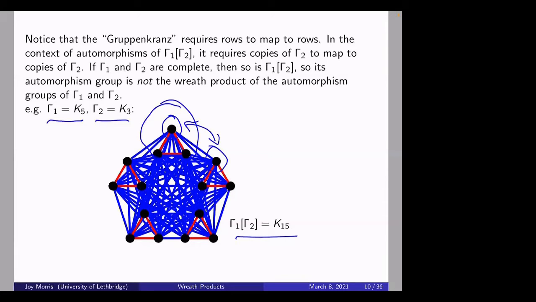So we know that if we use Harari's idea to create this lexicographic product of graphs, we definitely have the wreath product of the automorphism groups in the automorphism group of our new graph. But the question is, could we get something more? And here's an example where we could get something more.